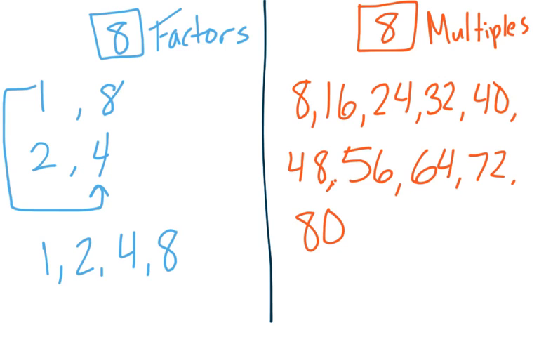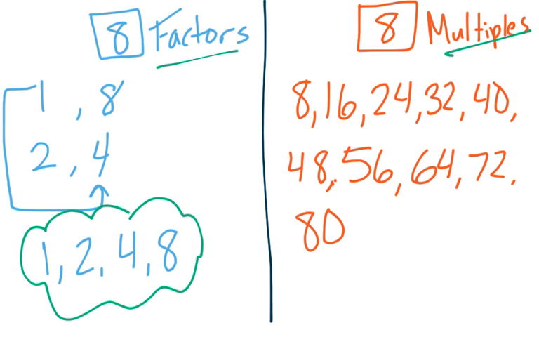I want you to take a look at the difference between our factors and our multiples. Notice our factors are either our number that we're starting with or smaller. Our multiples are either the number that we're starting with or greater. That's the big thing that we've got to think about when we're finding our factors and our multiples. Helps us remember which is which.